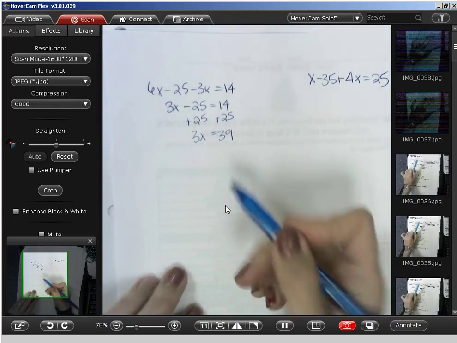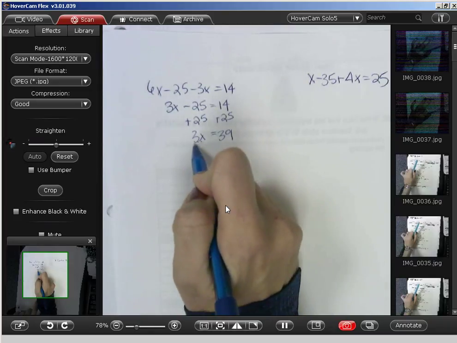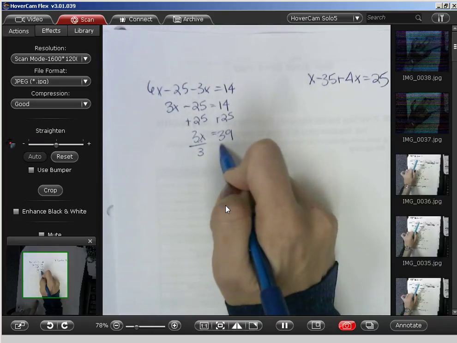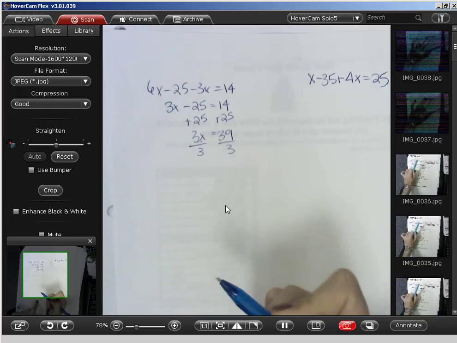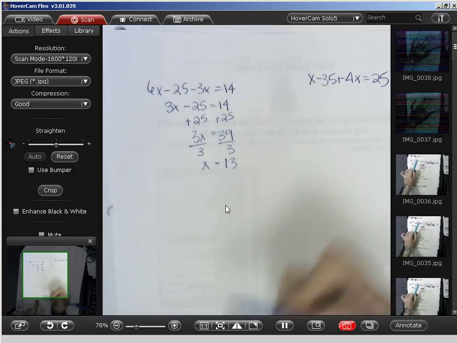So now I'm going to divide because I want to get x by itself and it's being multiplied by 3. So I'll divide this by 3. Whatever I do to one side, I have to do to the other. That leaves me with x equals 13.